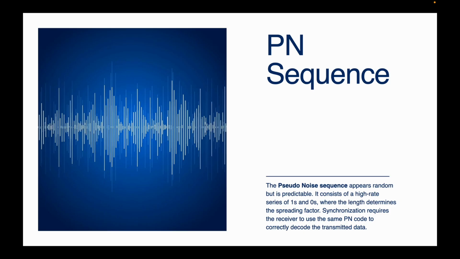PN sequence. The pseudo noise sequence appears random but is predictable. It consists of a high rate series of ones and zeros, where the length determines the spreading factor. Synchronization requires the receiver to use the same PN code to correctly decode the transmitted data.